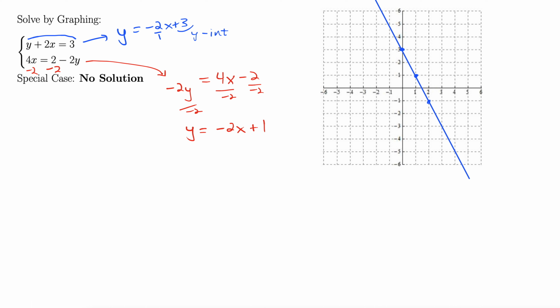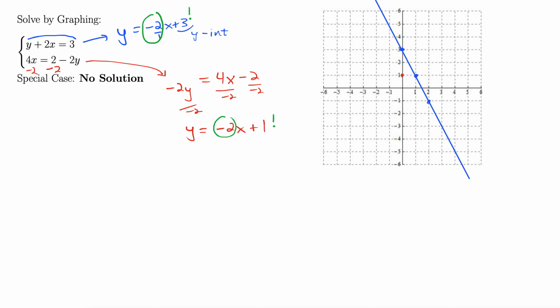And maybe we see something is amiss right here, right? Because these have the same slope, negative 2, but different y-intercepts. And there's only one way that two lines can have the same slope but different y-intercepts, and that's if they are parallel. So let's go ahead and graph this out.